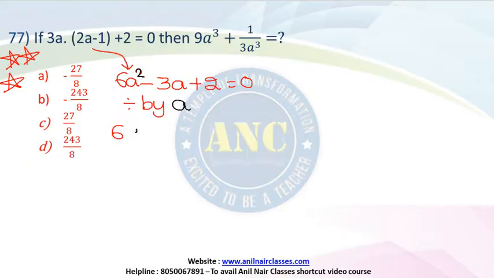6a square by a, it is 6a. Minus 3a by a, it is minus 3. I will shift that minus 3 to the right hand side, it becomes plus 3. 2 by a, I will keep it as it is. It is 2 by a on the left hand side itself. Now this is what I have: 6a plus 2 by a is equal to 3. Now if you observe carefully, this is power 1. This also is power 1. Constant can be anyway manipulated according to our requirements, which we have seen in our previous problems also, which we will do in our problem also.